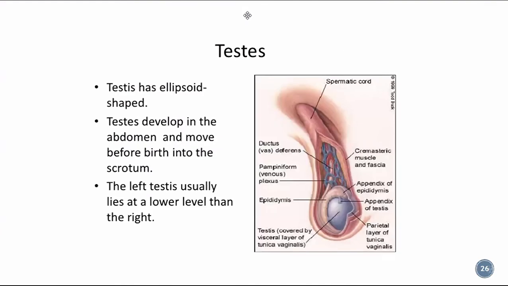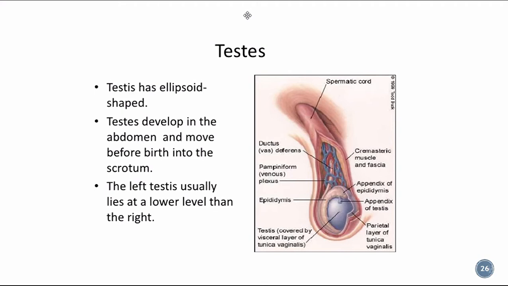Now, inside the scrotum, we have the testis. It's an ellipsoid-shaped structure, which initially develops in the abdomen and moves before birth into the scrotum. Usually, the left testis lies lower than the right testis.